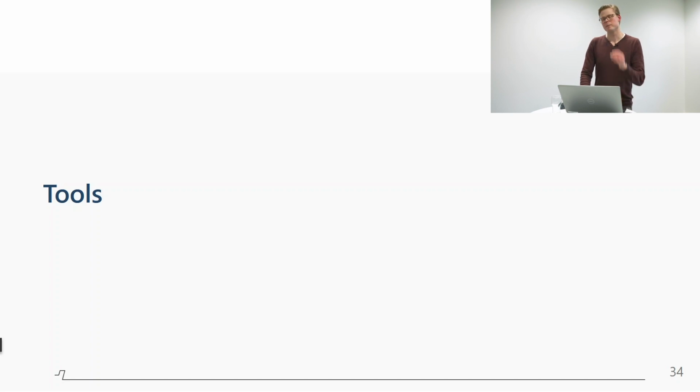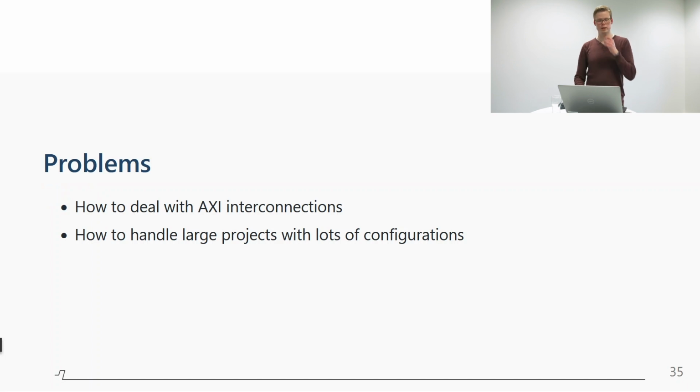Now I want to tell you something about some tools that we made internally. Now we have this IP library and we have ways of doing verification, and we use standard interfaces for everything. But then we run into some new problems, namely, how do we deal with all those AXI interconnections? AXI is a very nice protocol, but it also has a lot of signals, so it is a lot of work and quite error-prone to connect this in all your designs. And also, how do we handle large projects with lots of different configurations, for example?